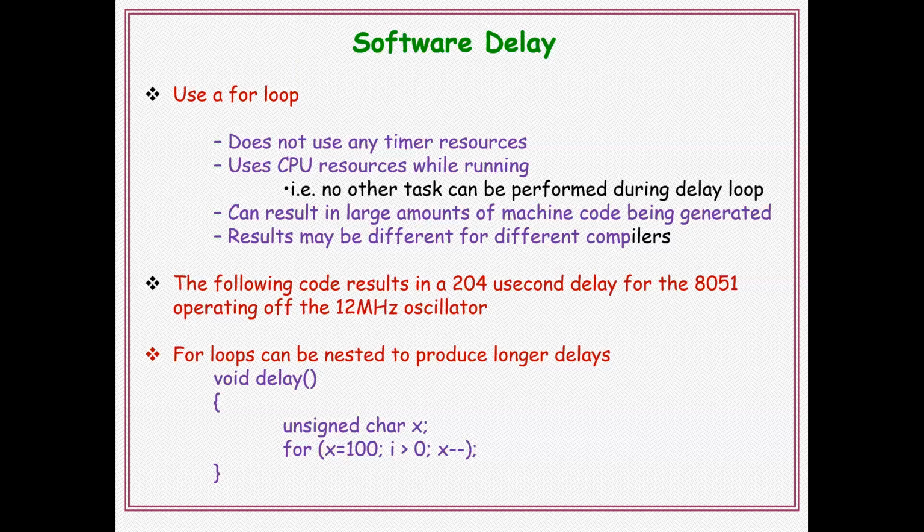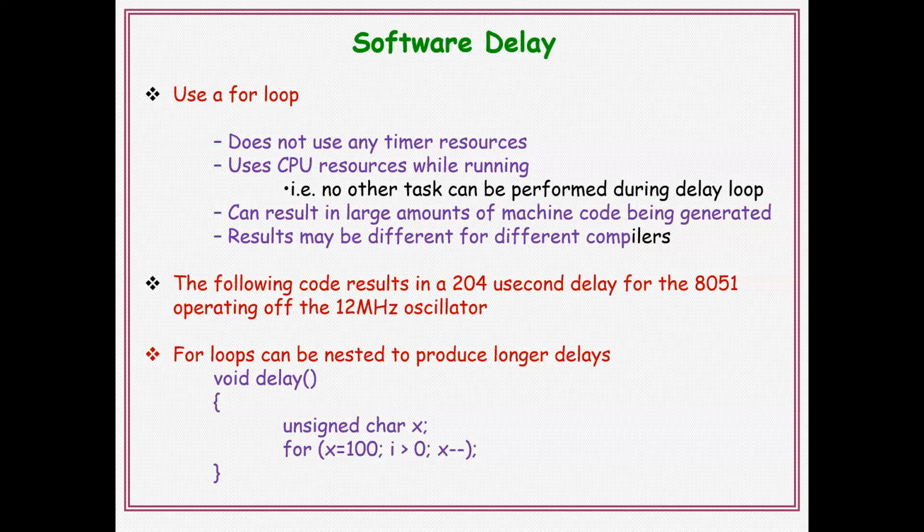So the following code results in a 204 microsecond delay for the 8051 operating at a 12 megahertz oscillator. For loops can be nested to produce longer delays.